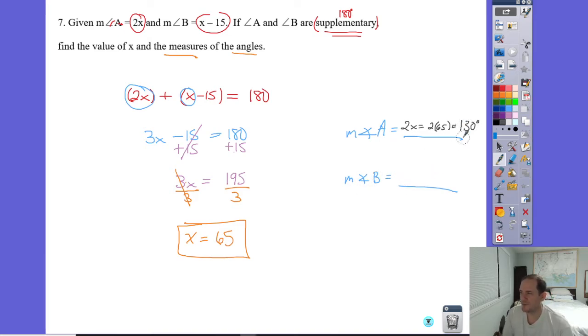Now to find angle B, we shouldn't have to do any work technically, because we know they added up to 180. And 180 minus 130 is 50. But we gotta show work, or we don't get credit on our assessments. So what's one way to get the 50? Well, we know that angle B is the x minus 15, right?